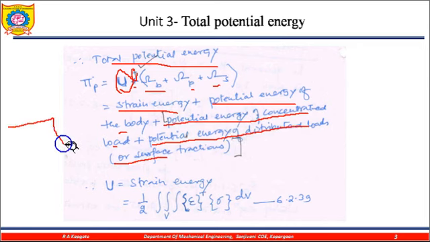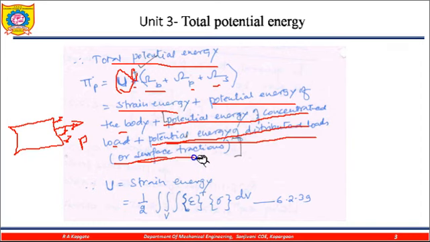Now this is the element. If this element is loaded with a force, this is the point load, but when a traction force is applied on an edge, that is called the potential energy of the distributed load or the surface traction. The body force is a different issue, so the potential energy of the body force is considered separately here.